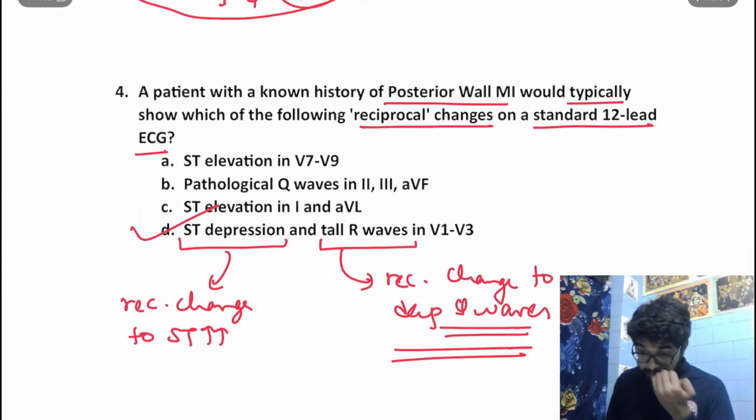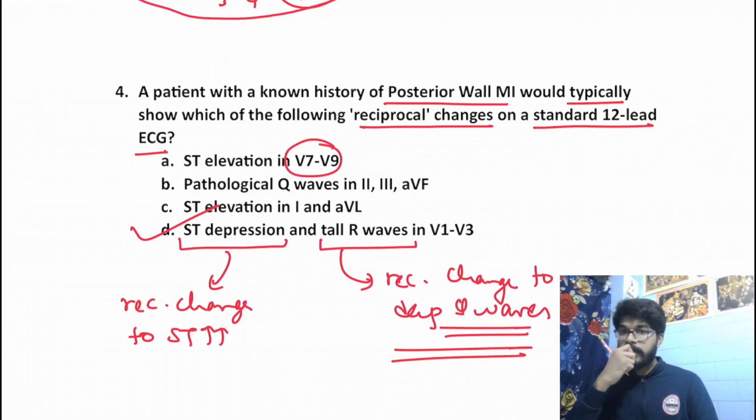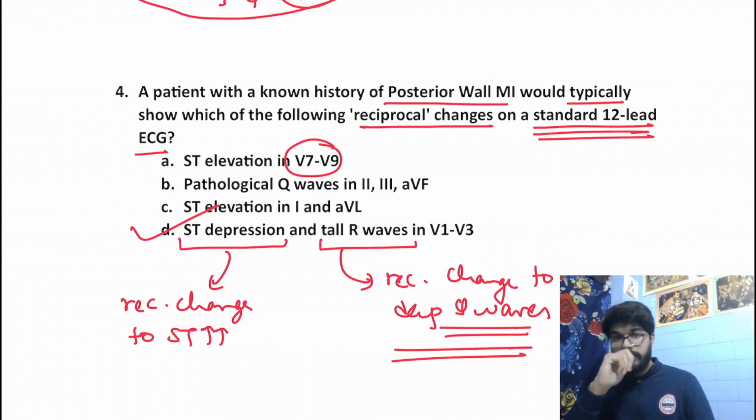Another important thing that I want to mark over here is ST segment elevation in V7 to V9. Yes, V7 to V9 are the posterior leads. We would get ST segment elevation in V7 to V9, but these V7 to V9 are not a part of the standard 12 lead ECG which has been asked.